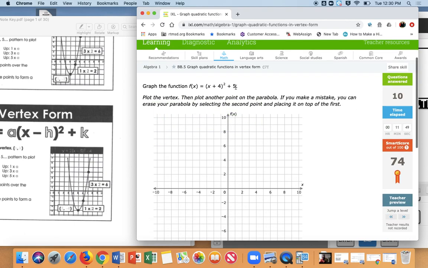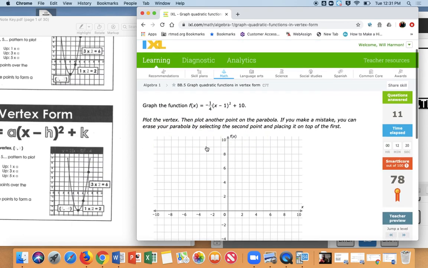All right, last one. Here, h is going to be negative 4 because it's opposite. So my vertex would be negative 4, 5. a is 1, so I know I'm opening up. So let's pick a value that is 1 unit away from negative 4, negative 3. So negative 3 plus 4 is 1. 1 squared is 1, plus 5 is 6. And that's your tutorial of how to do it.